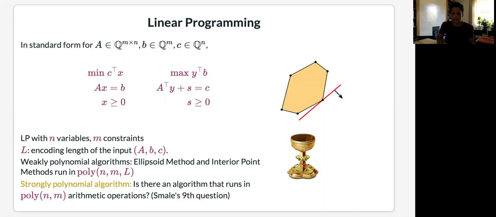Now, for LPs with n variables and m constraints, and L being the encoding length of the input A, b, and c, we already have since the 70s and 80s weakly polynomial solvers in the ellipsoid method and interior point methods. That means we have algorithms that solve LP in runtime that is polynomial in n, m, and the bit complexity L. A big open question of the area is whether there exists a strongly polynomial algorithm, that is an algorithm that is polynomial in m and n, but does not depend on the bit complexity L of the problem.